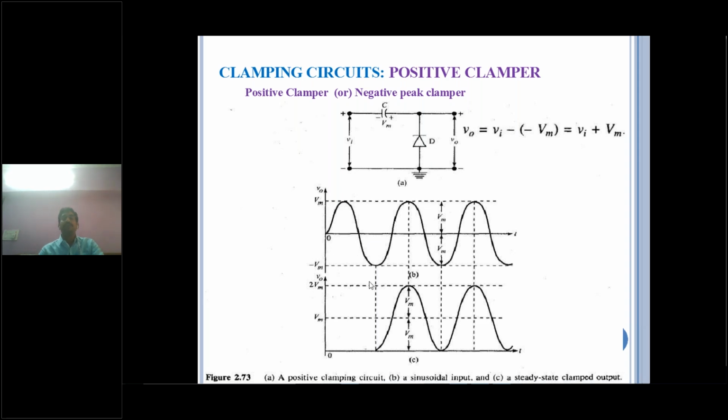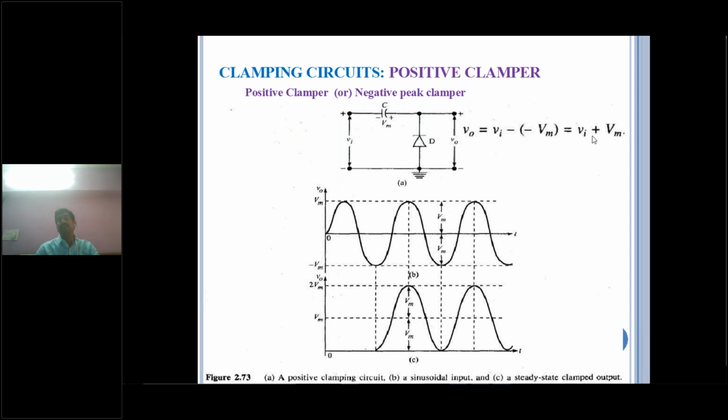Up to the third quarter cycle, the output waveform will be 0, because the diode will be open circuit. Now, whenever the diode is in on condition, the capacitor will be charging, from 0 to the negative peak voltage minus Vm. Now the capacitor voltage Vc equals minus Vm. The output voltage across the diode V0 equals the input voltage minus the drop across the capacitor, so Vi minus Vc, but Vc equals minus Vm. That's why the output voltage equals Vi plus Vm.